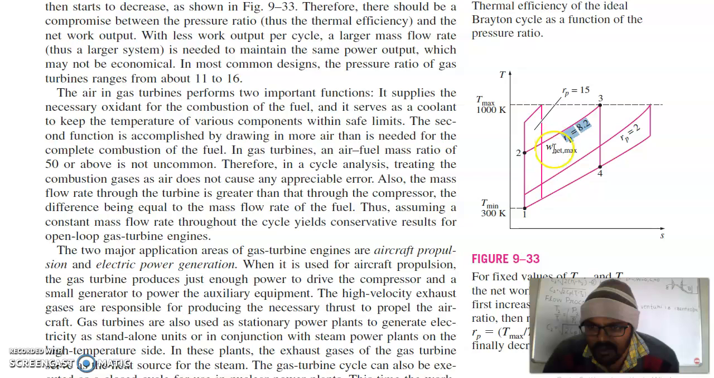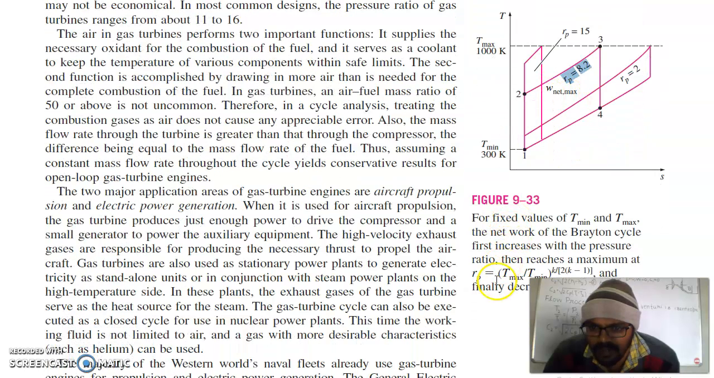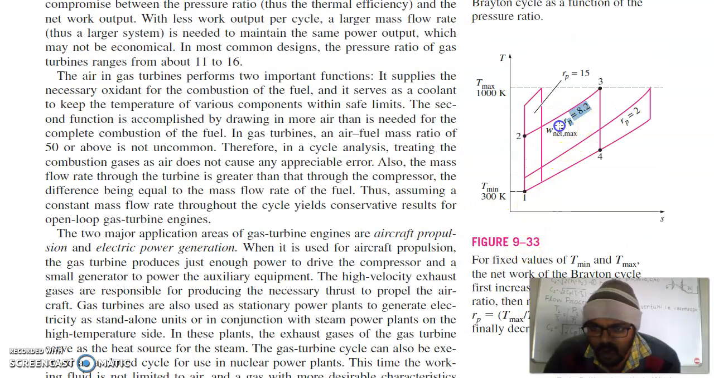The criteria for maximum work output for two temperature limits is related by Rp is equal to (T maximum / T minimum) raised to the power K divided by 2(K minus 1), and so this is the optimum pressure ratio for the temperature range. We can neither go for Rp equal to 15, nor too low a pressure ratio, nor too high. So there must be an optimum.